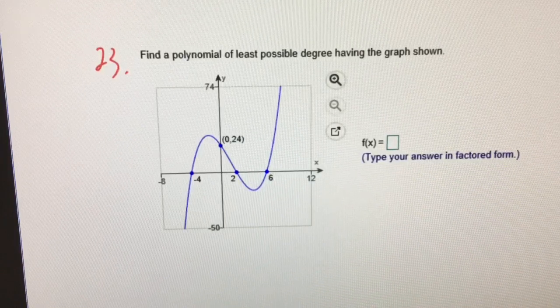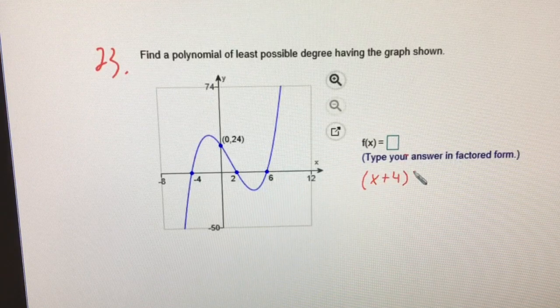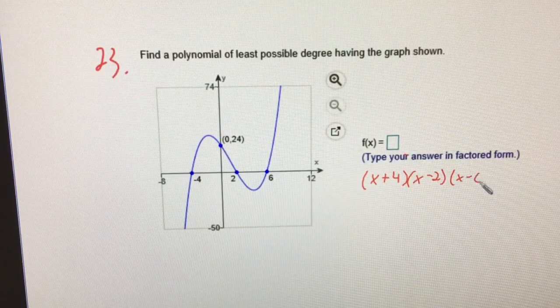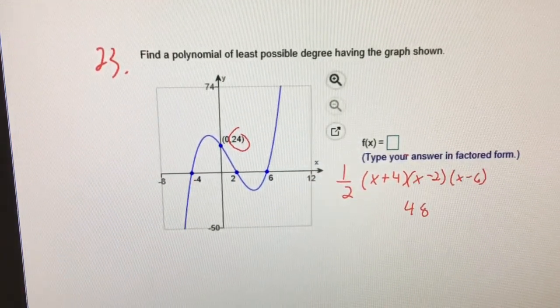This one's kind of nice, except for the 0, 24 is going to throw me off. The factors are going to be nice. It's going to be x plus 4, x minus 2, and then x minus 6. However, when I throw in a 0 for the x values, I don't think I get 24. When I throw in 0, I get 4 times 2 times 6, which is 48. Actually, it's positive 48, which is good, but what do I have to do to 48 in order for it to equal 24? I have to take half of it. Oh yeah, they didn't do nonsense.